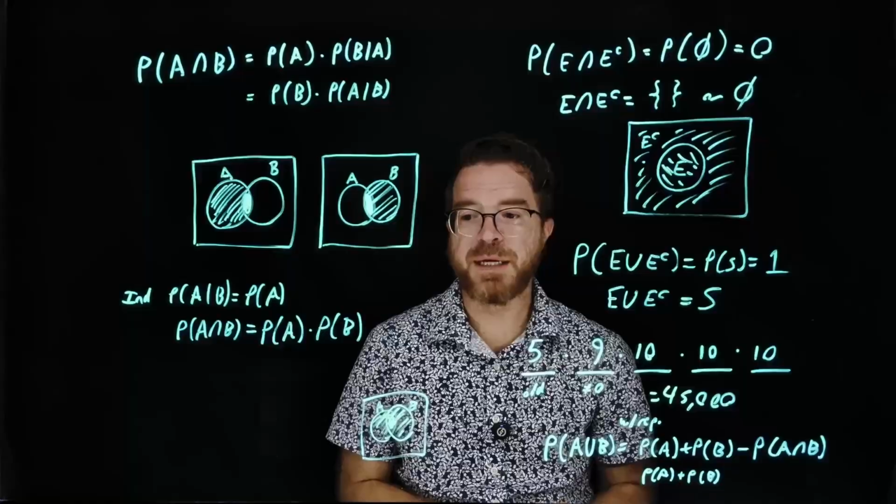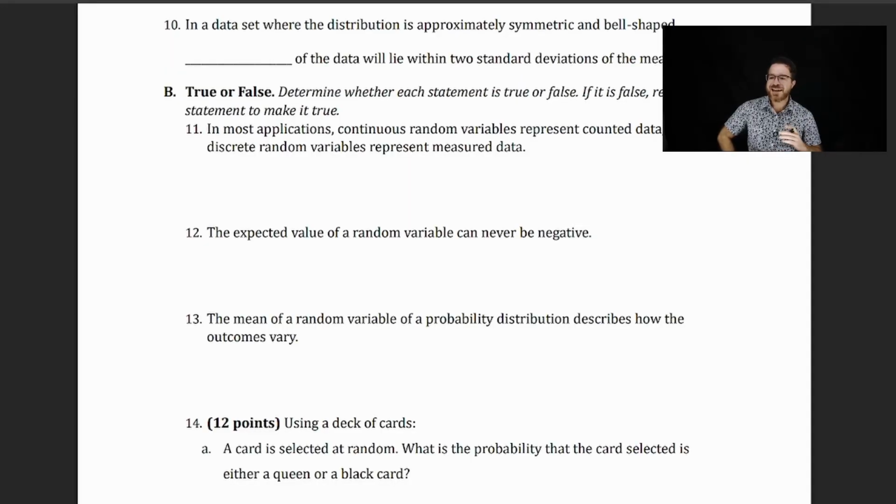So therefore it just ends up being probability of A plus probability of B. For our next question, it says, in a data set where the distribution is approximately symmetric and bell-shaped, blank of the data will lie within 2 standard deviations of the mean. So this problem is just a quick, simple empirical rule problem.